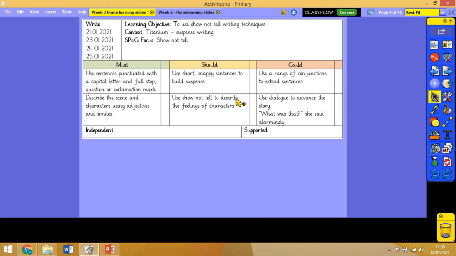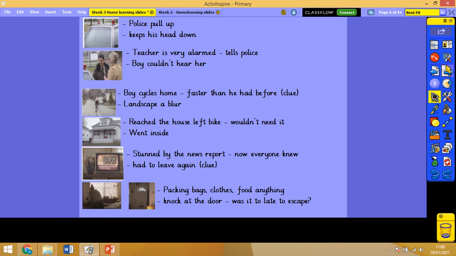Just a reminder as well: use show not tell, the short snappy sentences, the speech, and conjunctions to make your sentences a bit longer.